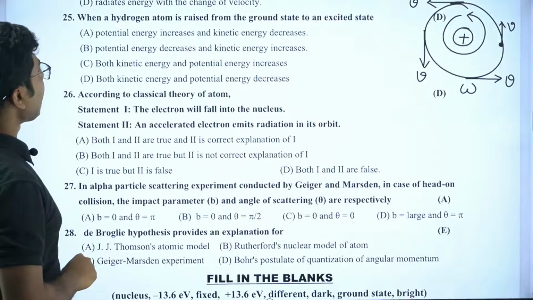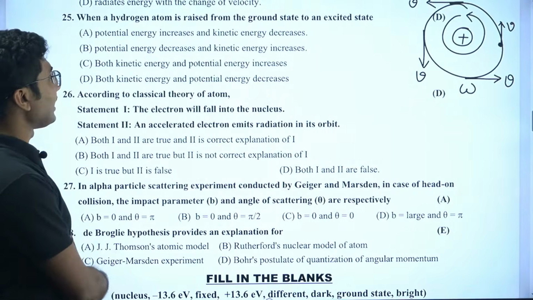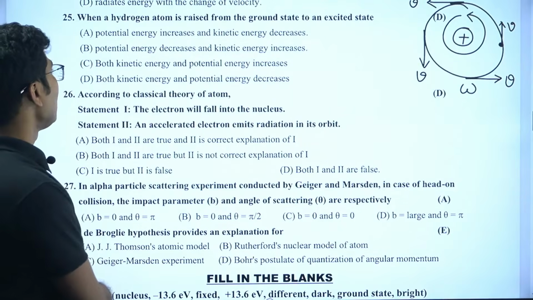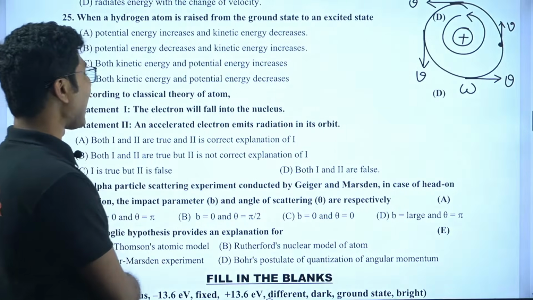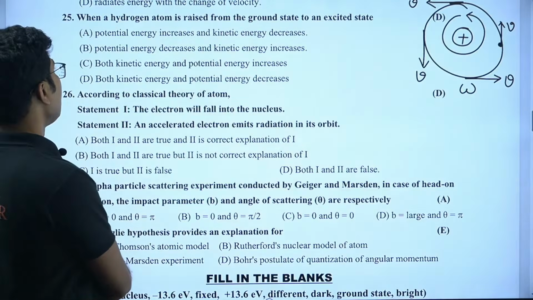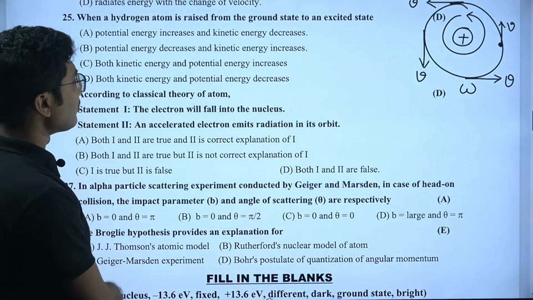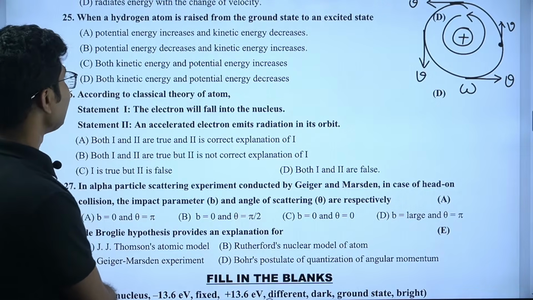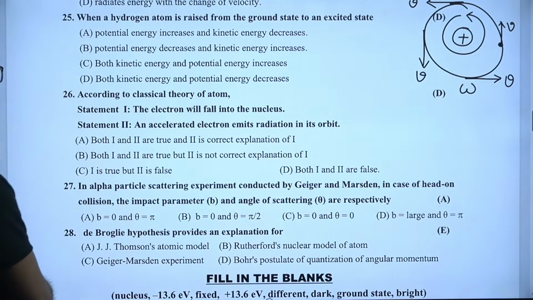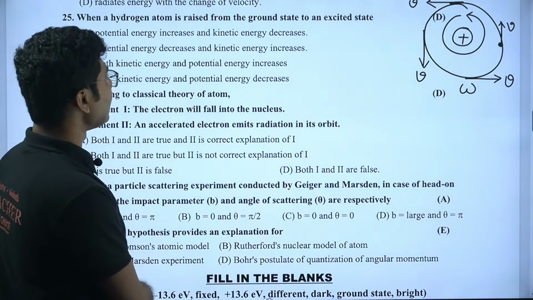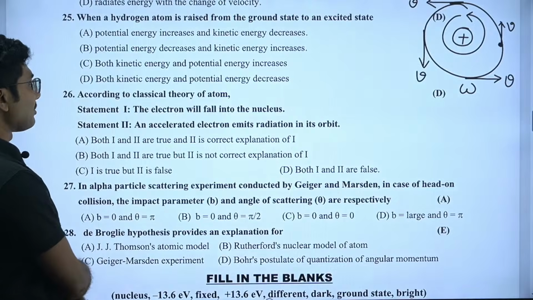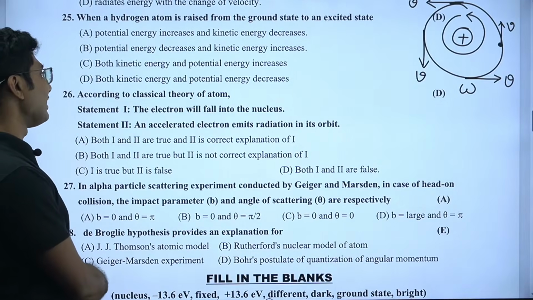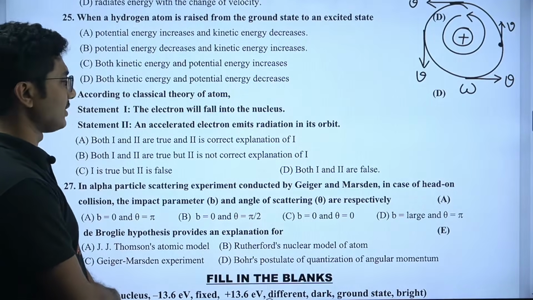When a hydrogen atom is raised from the ground state to an excited state, potential energy increases and kinetic energy decreases. Potential energy decreases, kinetic energy increases. Both kinetic energy and potential energy increase. Both kinetic energy and potential energy decrease. Let's see.